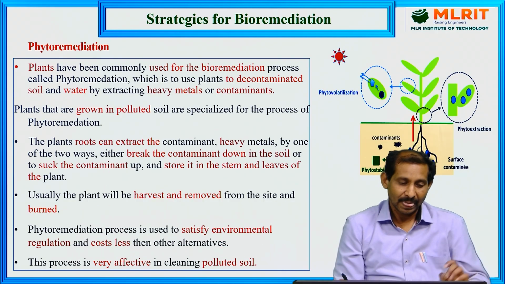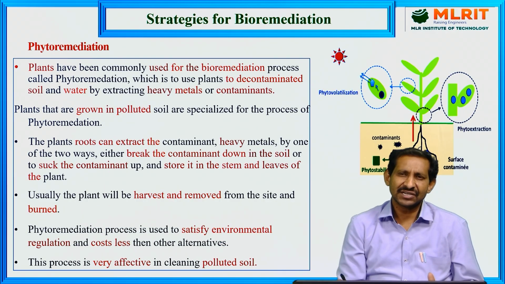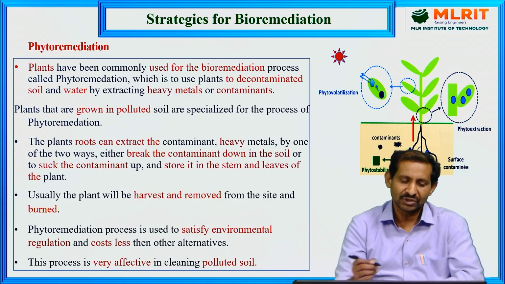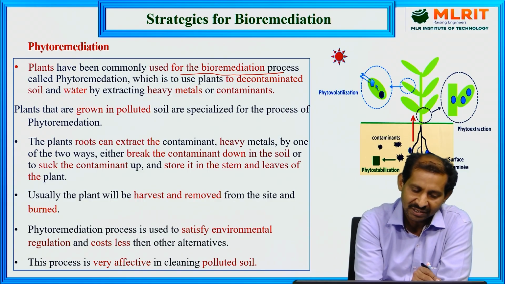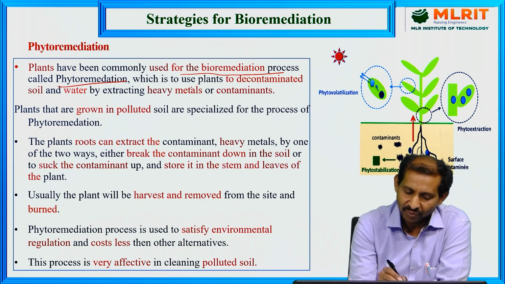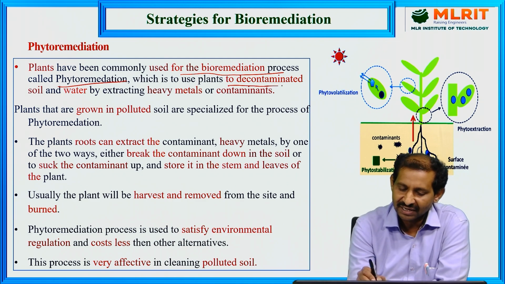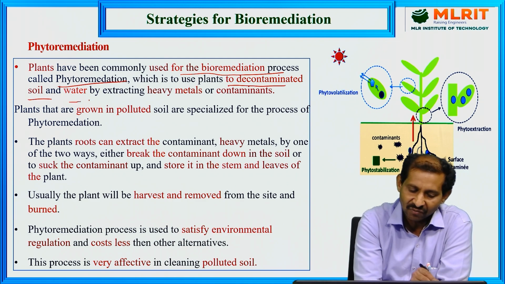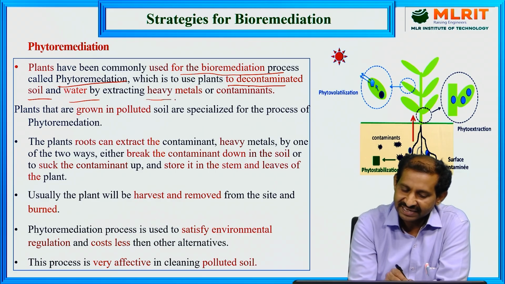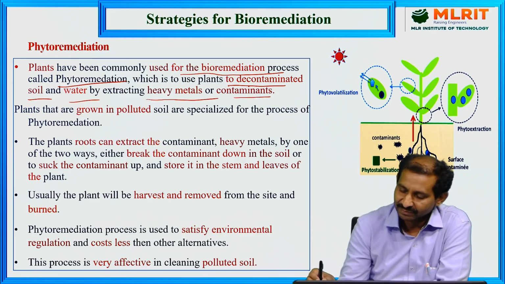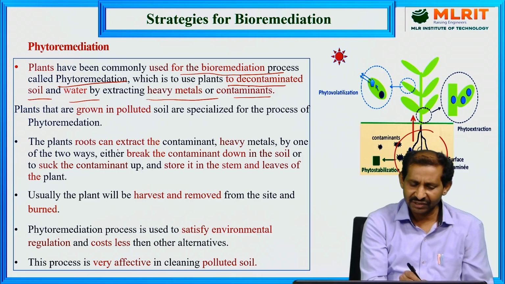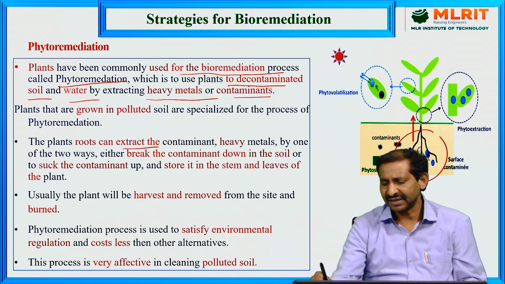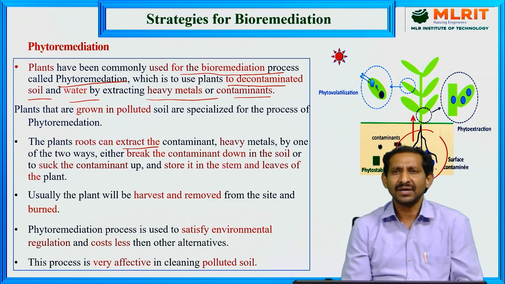Now, phytoremediation. Phytoremediation means using plants. Plants have been commonly used for the bioremediation process called phytoremediation, in which we use plants to decontaminate soil or water by extracting heavy metals or contaminants from the site. For example, here the roots extract the contaminants, and heavy metals or organic matter are easily absorbed by the roots.